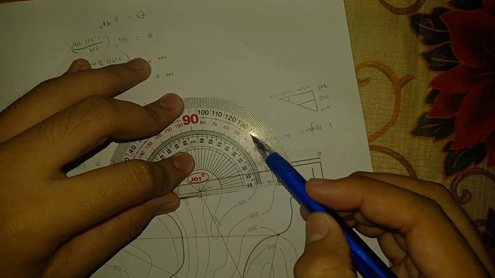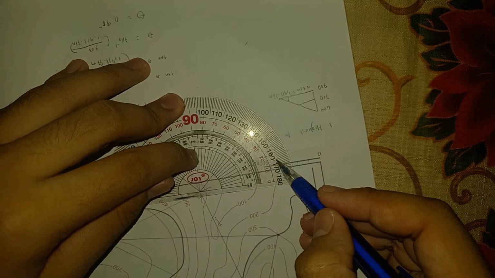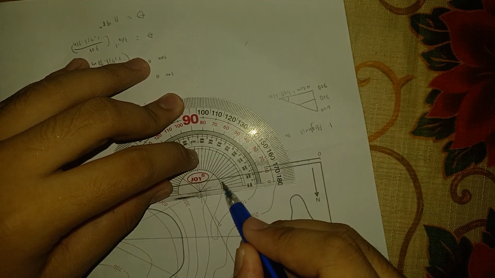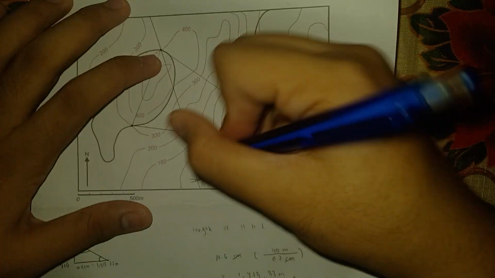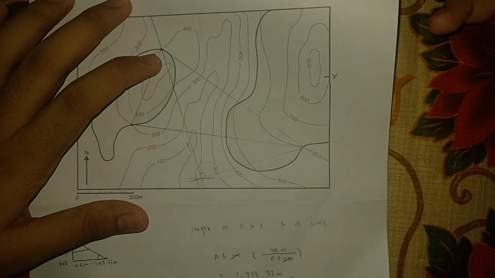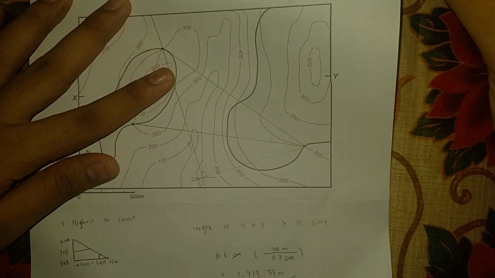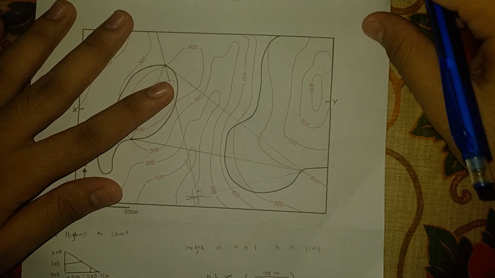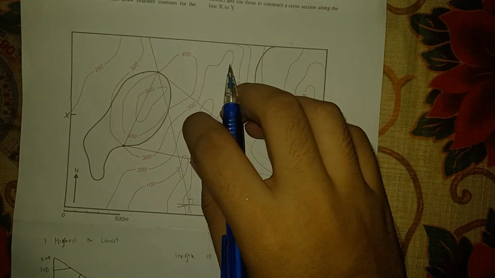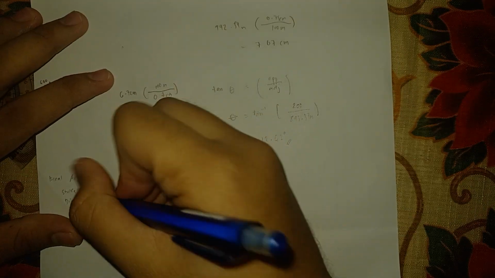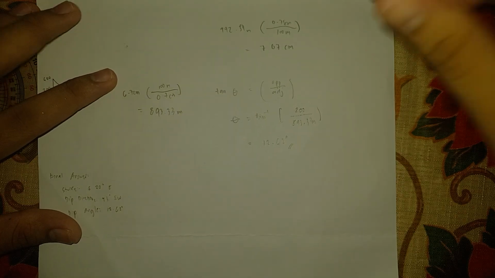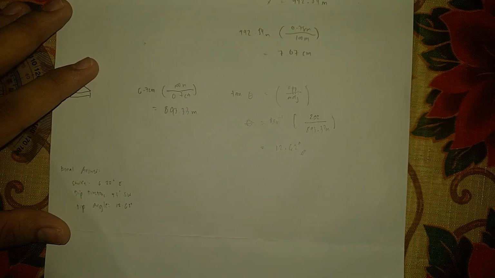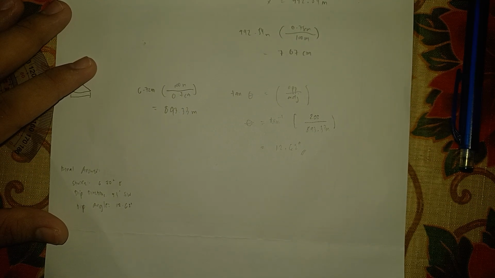One, two, three, four, five, six, 70. It's 73. If this is 73, our direction is 73 southwest. So that is how we solve for the 3-point problem.